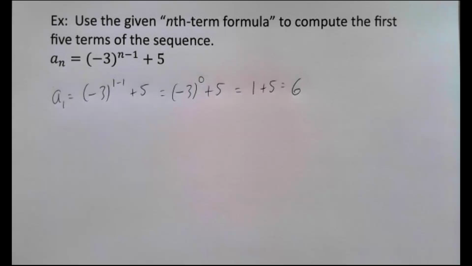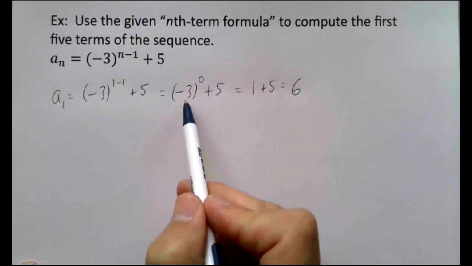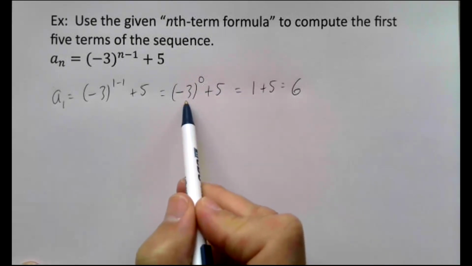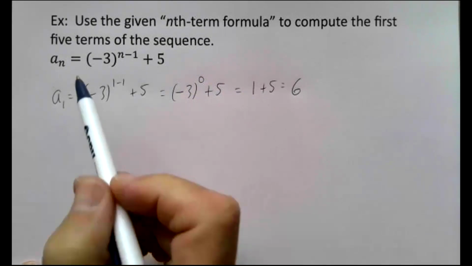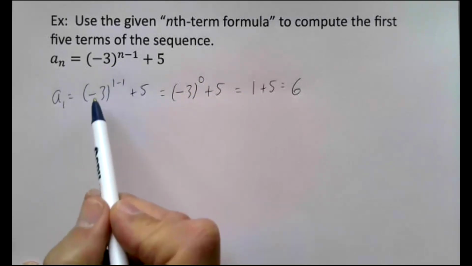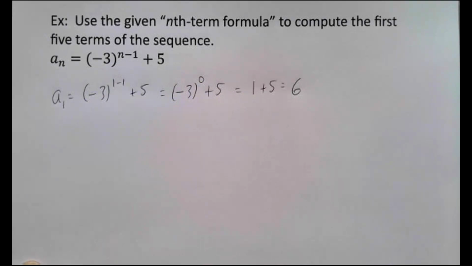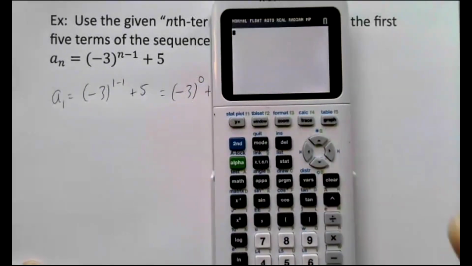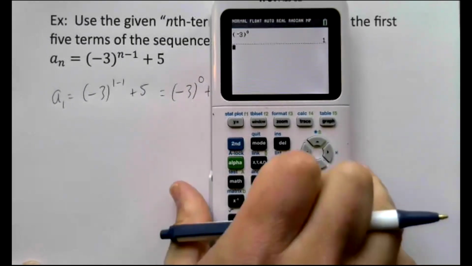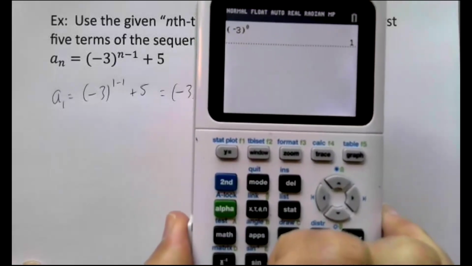Now I still would like to talk about that though, because some people say, well, I didn't get that when I put it on my calculator. I didn't get 1 right there when I put that on my calculator. We need those parentheses on our calculator. When you see parentheses in the formula, you better continue those parentheses on your calculator. So the way I'm doing it, I'm doing parentheses, -3, parentheses, and then I'm raising to the power of 0. That's definitely 1.